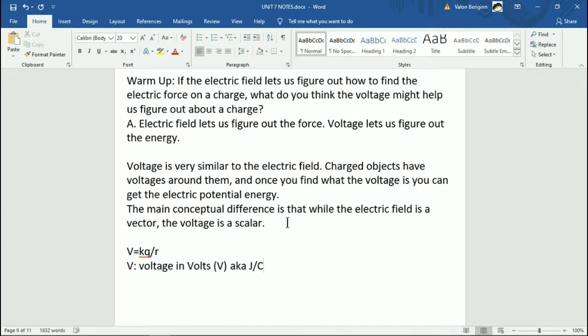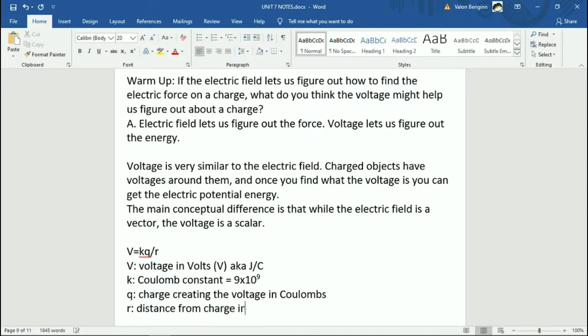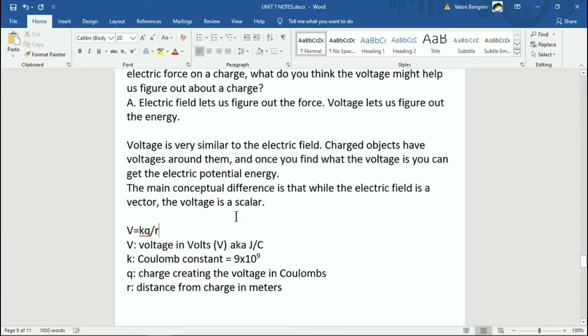K is again your Coulomb constant. Q is your charge creating the voltage, in coulombs, and R is your distance from the charge in meters. Very, very similar to the electric field. The difference being, it's not R squared, and that it's a scalar.